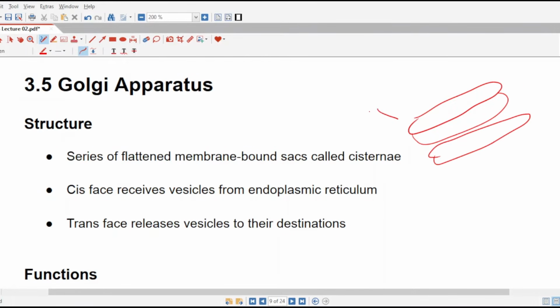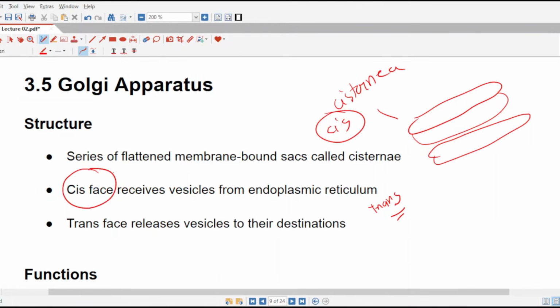And this will be called cisternae. Okay. So cisternae has two phases. One is cis phase, another one is trans phase. So the trans phase will be far from endoplasmic reticulum, and the cis phase will be near to endoplasmic reticulum.